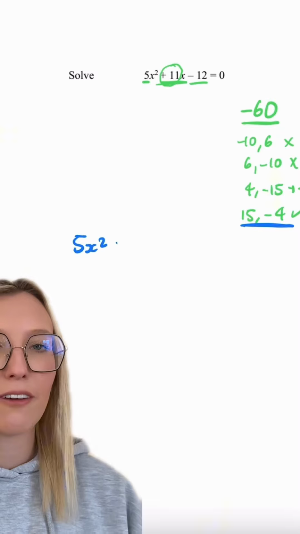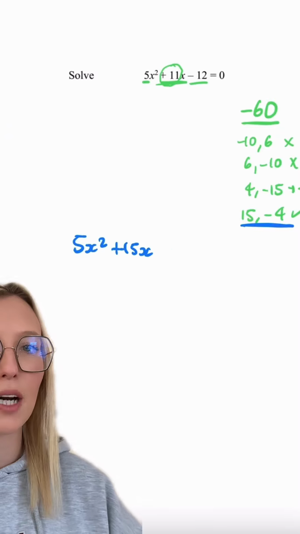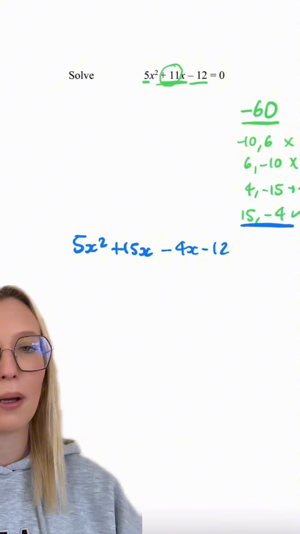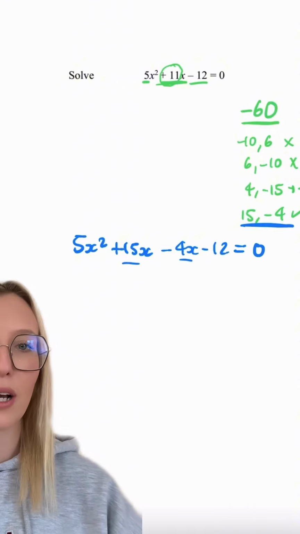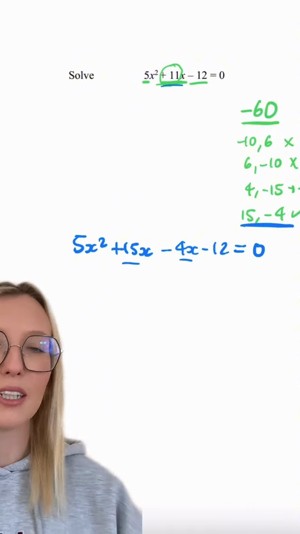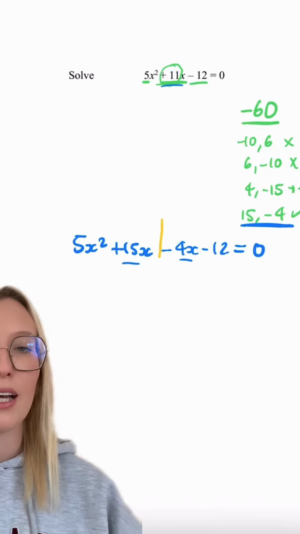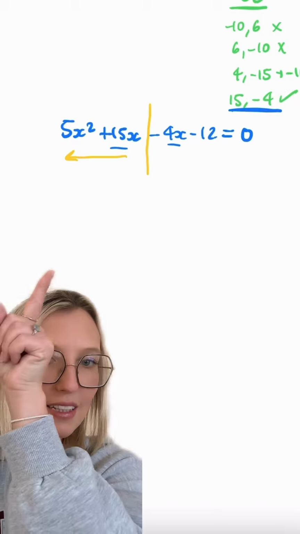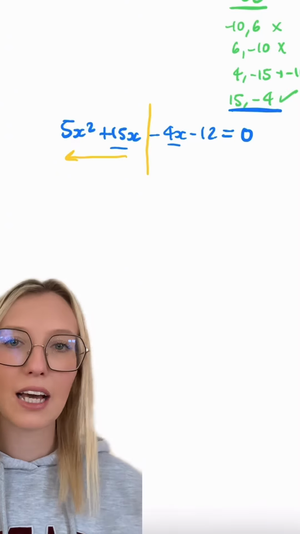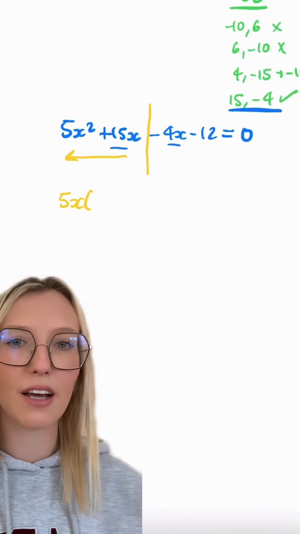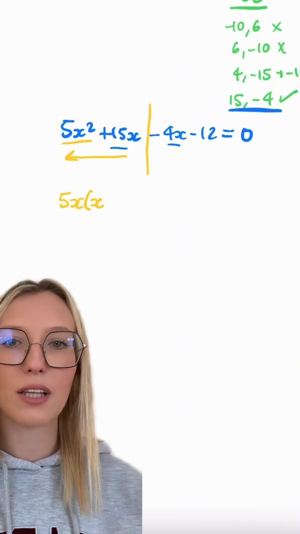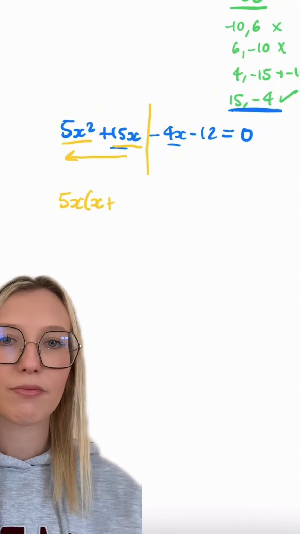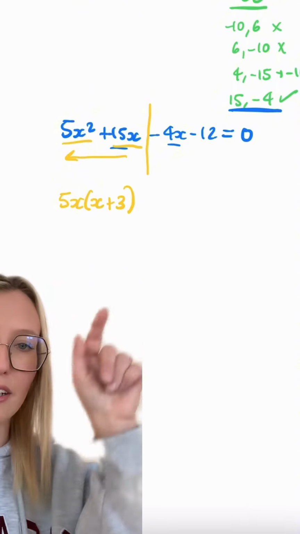So we can rewrite 11x as 15x minus 4x. So if you input this into the equation, we get 5x squared add 15x minus 4x minus 12 equals 0. Now we can split this in the middle. And what we want to do is factorise this side here first. So we're taking out the highest common factor, which is 5x, which leaves us in the brackets with x add 3.